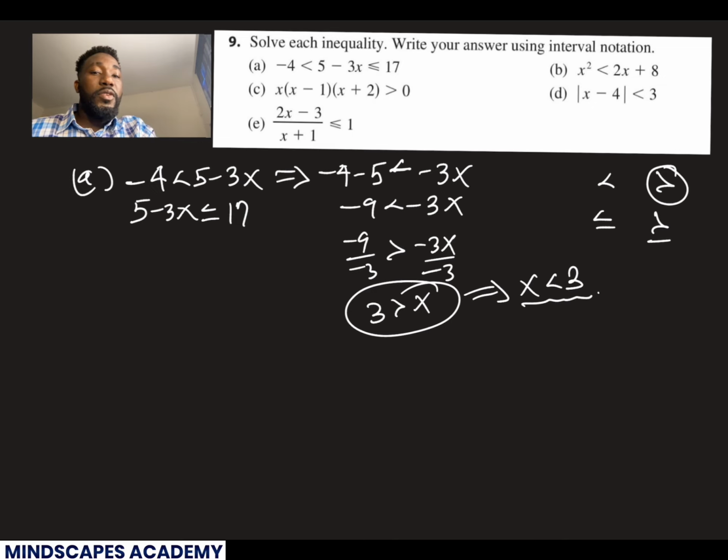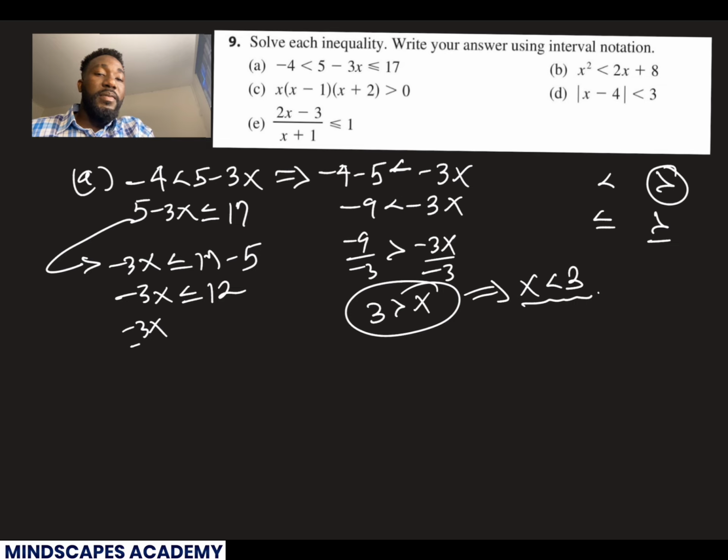Now, to the second problem, the same thing: you subtract 5 from both sides. Now you have negative 3x is less than or equal to 12. Now you divide through by negative 3 as well. So negative 3x divided by negative 3 is now greater or equal to 12 divided by negative 3. If you divide that, this is x greater or equal to negative 4.